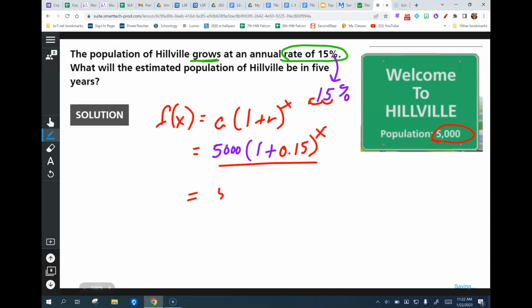Now we would simplify this, and we would write it like this. And if it's going to be a growth rate, it's always going to be bigger than 1, so you're always going to have a 1 right there. Keep that in mind. Good.